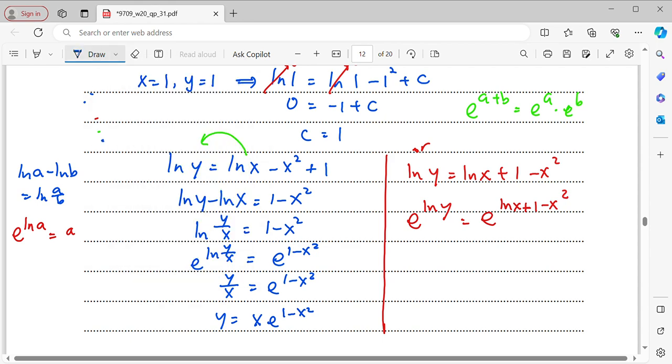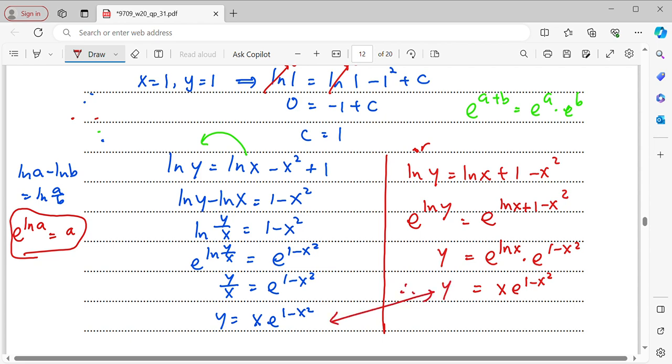Then I will just change this to e^(ln x) times e^(1 minus x squared). Because e^(ln x), I can apply this formula. It will be just x itself. And from the left hand side, e^(ln y) will be y. Therefore, you are getting the same solution. So that's the solution for this question 8.